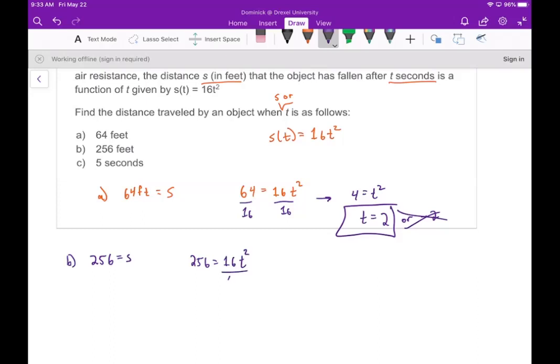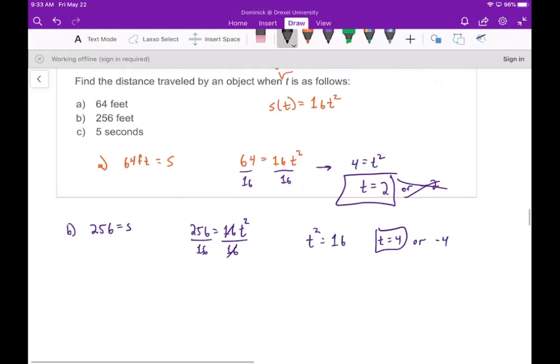So if we divide each side by 16, that will give me t squared is equal to, let me just double check this so I don't tell you the wrong thing. So 256 divided by 16 will actually give you 16, yeah. And then of course you get t is equal to 4 or negative 4, but of course we want just the positive 4.